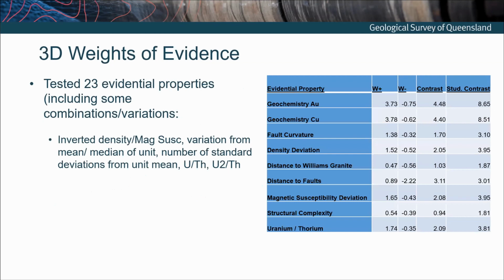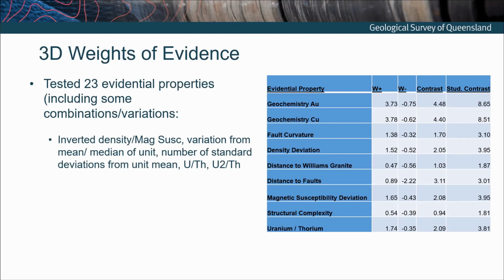We tested 23 evidential properties, including combination variations of inverted density, magnetic susceptibility, variation from mean and median of different units. Some of the things that we had seen in the Mount Dore model to the south, including things that Matt had mentioned earlier, looking at rheological contrast between particular units, funnily enough, actually weren't that important in the Quamby area. Just didn't seem to be as big a control in the area.